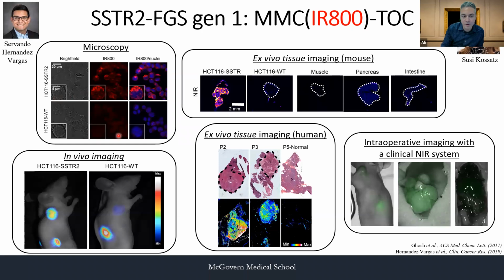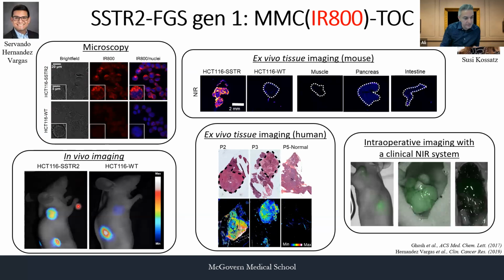So the take-home message from this slide is that microscopy, traditional microscopy and confocal microscopy, showed us that our compound could bind to the tumor cells that had SSTR2 highly expressed, as opposed to the wild-type cells that lacked the receptor. So we're able to show SSTR2 selectivity in cells.